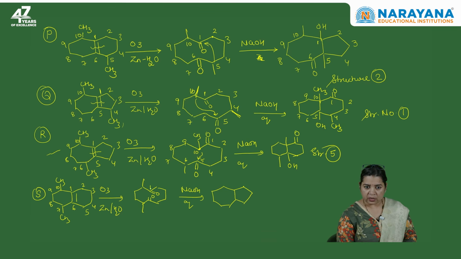Let us repeat: 1, 2, 3, 4, 5, 6, 7, 8, 9 and 10. Okay, and the ring is closing between say 10 and 6, or you can say 2 and 6. Either side we can say. So if I'm using 2 and attacking on 6, then 3, 4, 5, 6. The seventh is having a methyl.